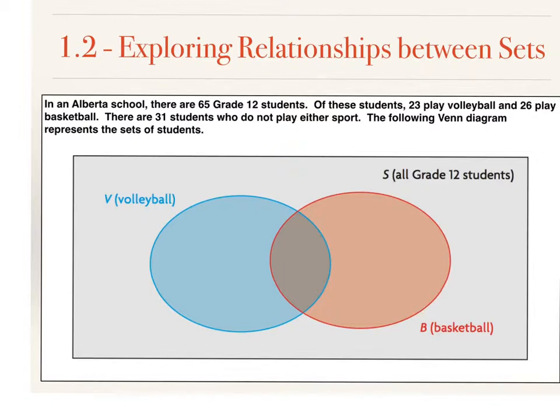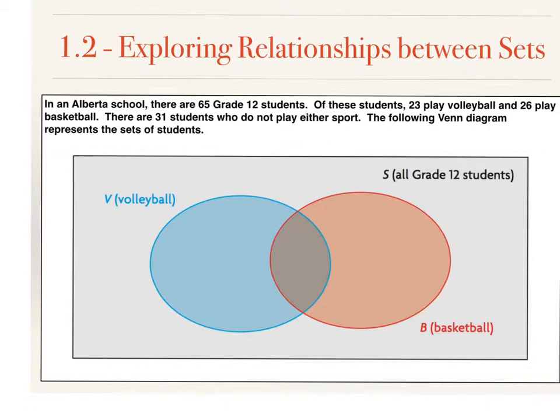Then if I put a number here in just this blue area, what would that represent? The people who play volleyball only. That's important. It's like the only part. So these people here only play volleyball. These people over here in the pink or red only play basketball. The ones in the middle play both. So there's 4 numbers. You have an option there: you play neither, you play just volleyball, you play just basketball, or you play both.